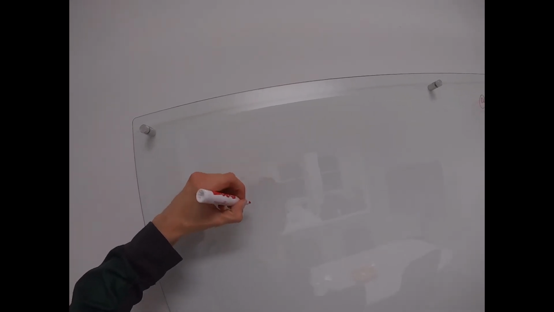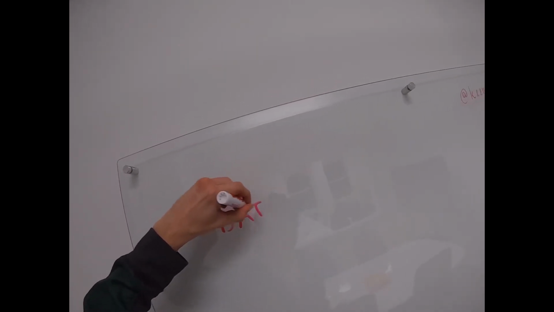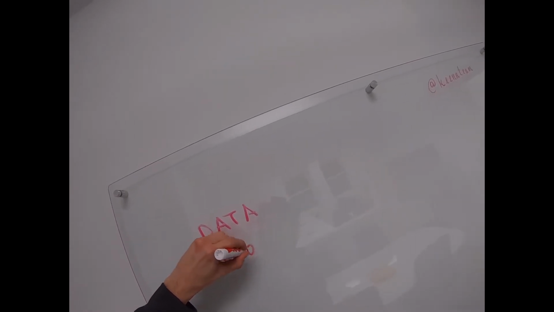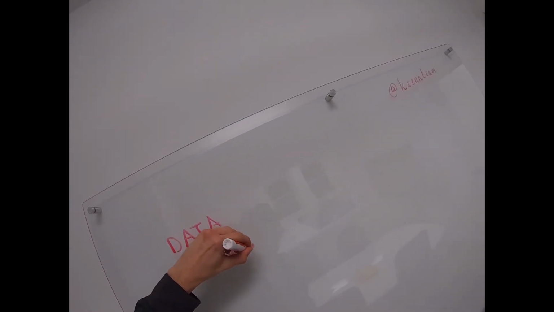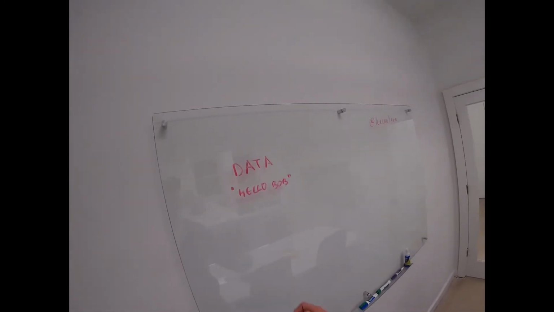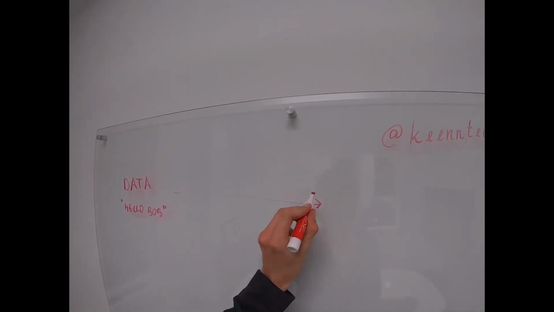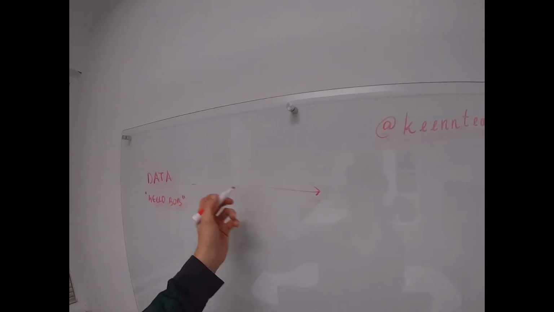So we have some data, which is "hello Bob." I want to send this piece of data over an insecure medium, which can be the wires, the internet, the Wi-Fi.